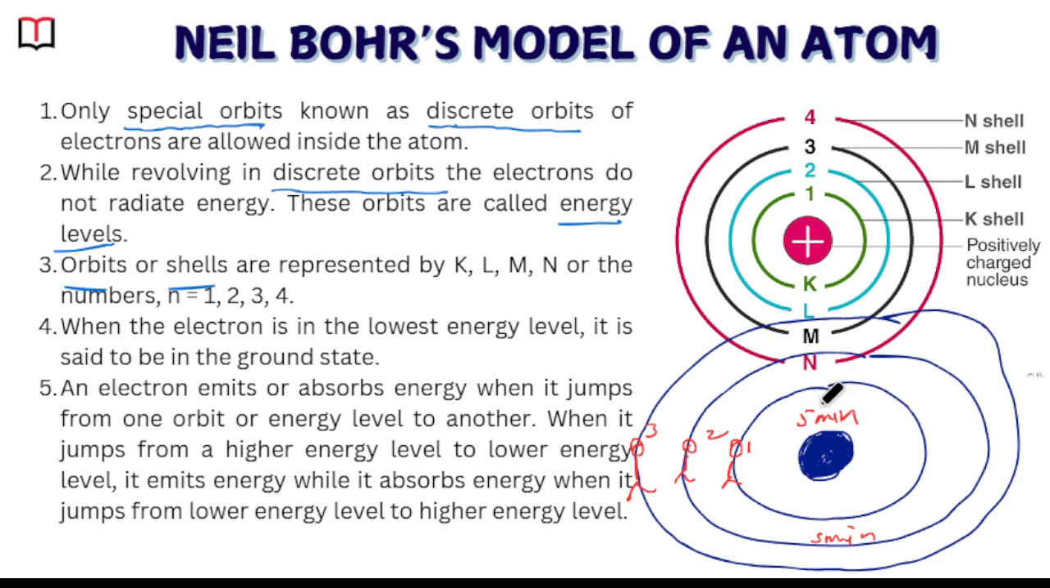Correct? So similarly, when the electrons are rotating in their orbits, they have their own energy level. The first orbit is going to have the minimum energy level and the outermost orbit is going to have the maximum energy level. When they are revolving in that particular orbit only, they are not radiating any energy. They are not losing or gaining any energy because this orbit requires a particular fixed energy level.